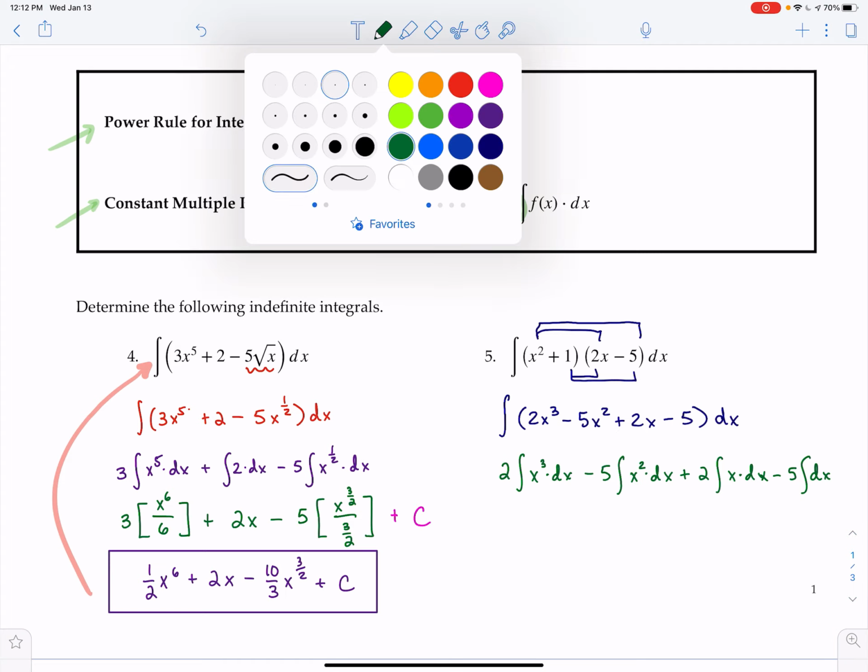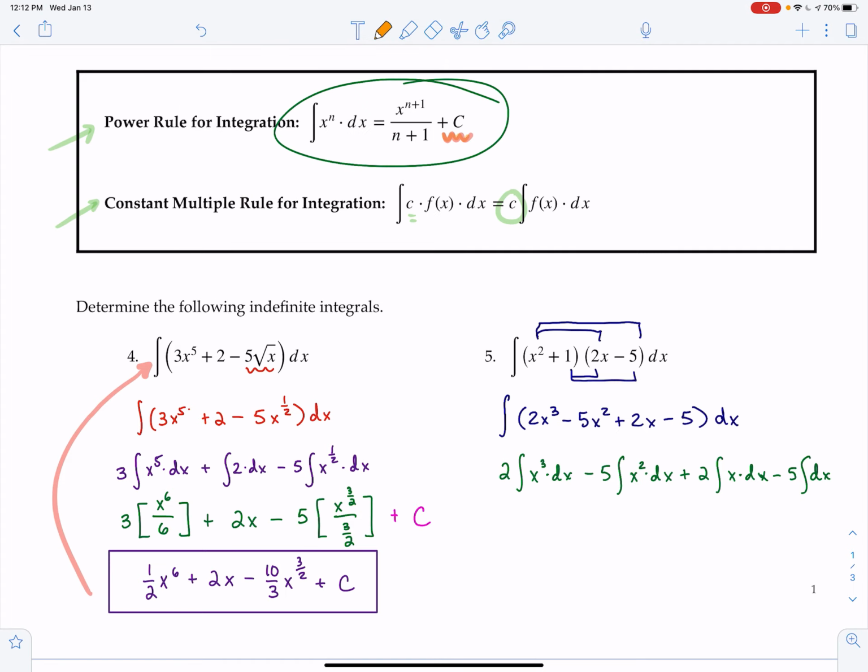And so we're going to just kind of rip through this with our algebra. Using the constant multiple rule, x to the third, its integral, or its antiderivative, is x to the fourth over 4, minus 5 times the antiderivative of x squared, which is x to the third over 3, plus 2 times x squared over 2 minus 5x plus c. Don't be that kid that forgets plus c.